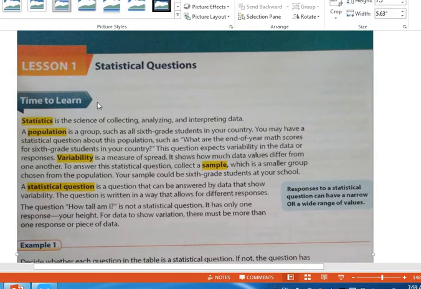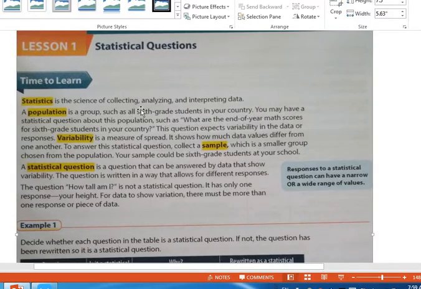Today we're going to have lesson 1 about statistical questions. We're going to learn what statistics is. Statistics is the science of collecting, analyzing, and interpreting data. This is the science of how to collect, analyze, and interpret the data.